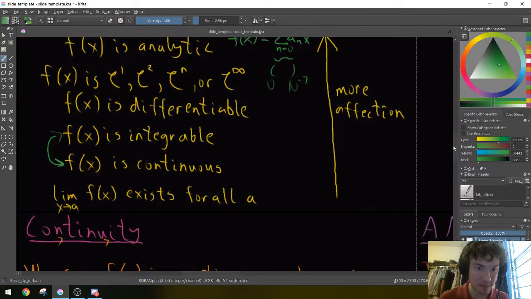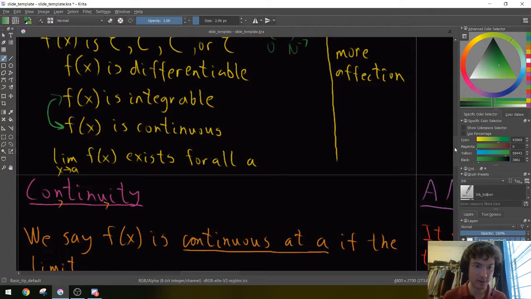Alright, with that motivation, let's do the first, well, we already have the first step. Let's do the second step of continuity, which should really be the third step because I wrote them out of order.